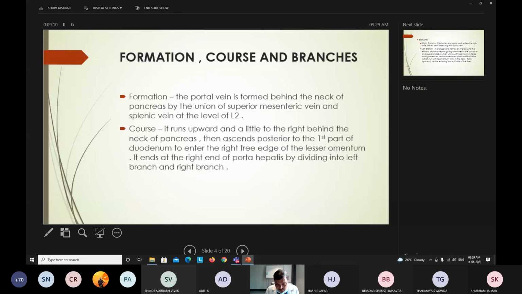So formation is by the superior mesenteric vein and splenic vein behind the neck of the pancreas. Then it ascends upwards and a little to the right. First point is behind the neck of the pancreas. Second is behind the first part of the duodenum. Third point is within the free margin of the lesser omentum. And finally it ends by dividing into right and left branches near the right end of the porta hepatis.